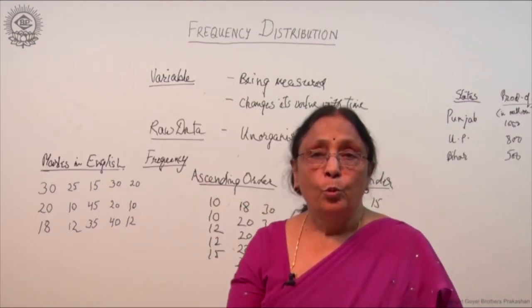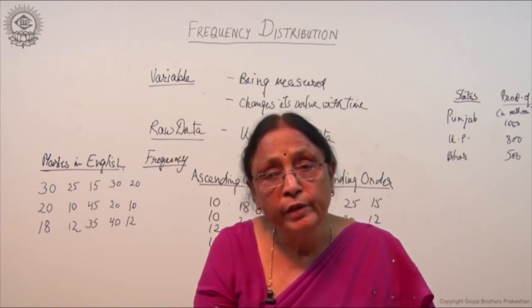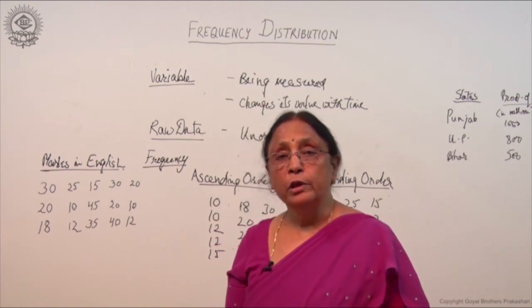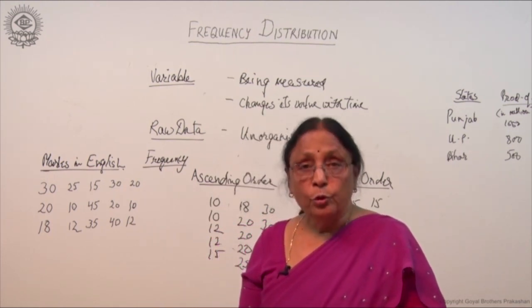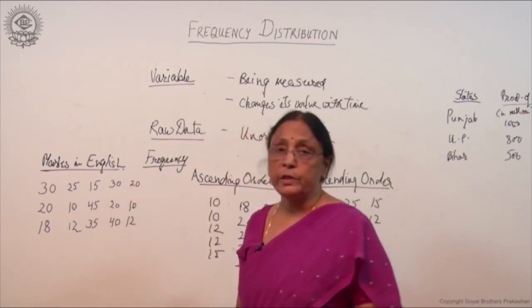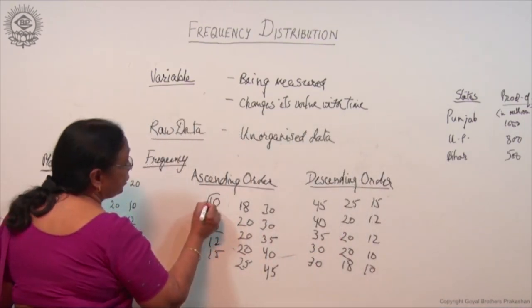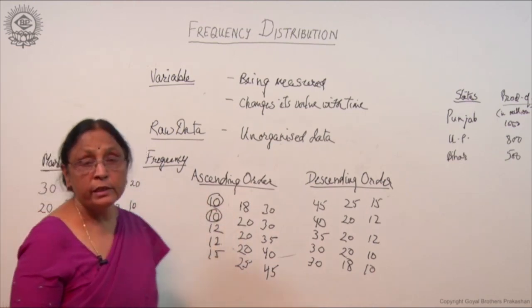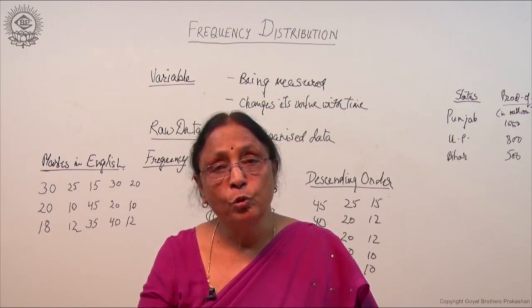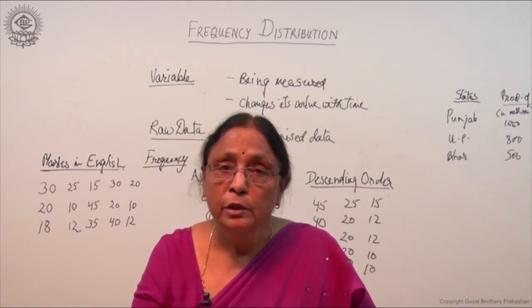Frequency. What does frequency mean? Frequency means the number of times an item appears in a series, that is called frequency. So the actual meaning of frequency is how many times a particular item appears in the series. For example, here 10 is appearing 2 times. So it means that the frequency of 10 is 2. That means 2 children have scored 10 marks.